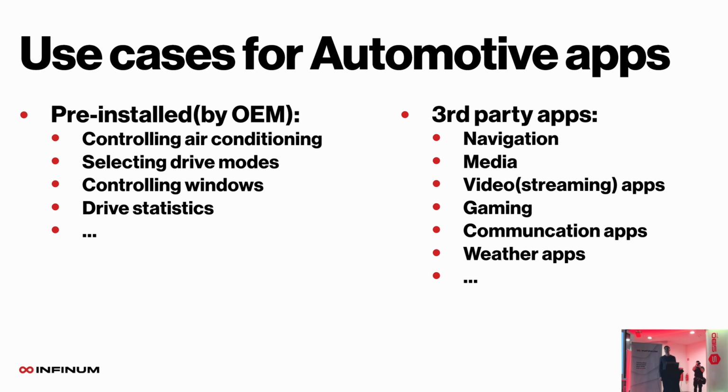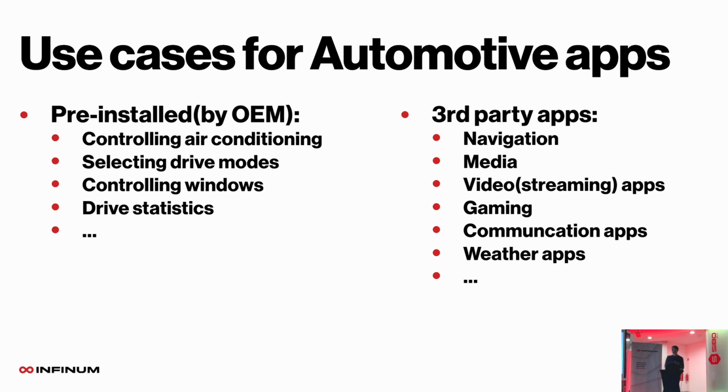And what would automotive apps be used for? I've split this list into two categories. The first one is the pre-installed apps, or the apps made by the OEM. This would essentially be any app that is actually controlling the car functions, like apps for controlling air conditioning, selecting drive modes, controlling windows. It would be quite dangerous if just any app from the Play Store could change these things. So they are mostly limited to the pre-installed apps.